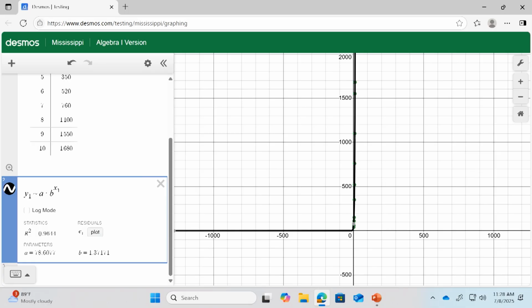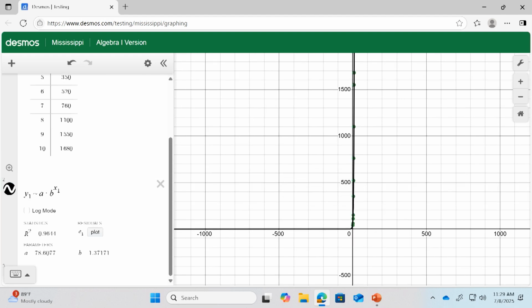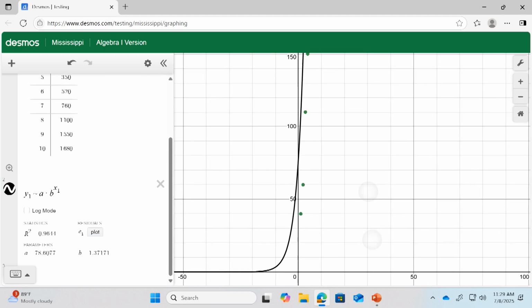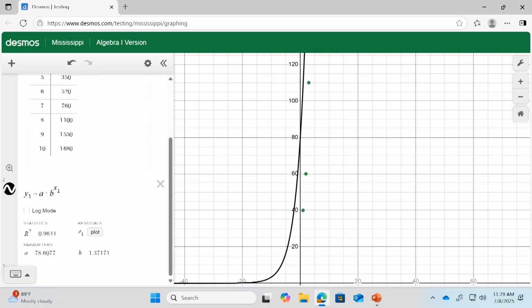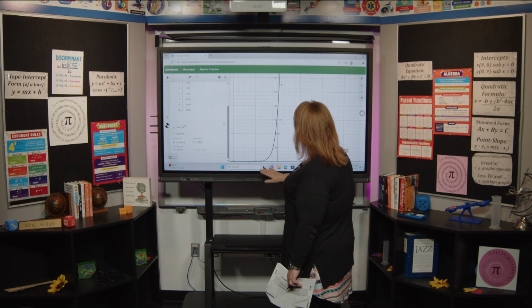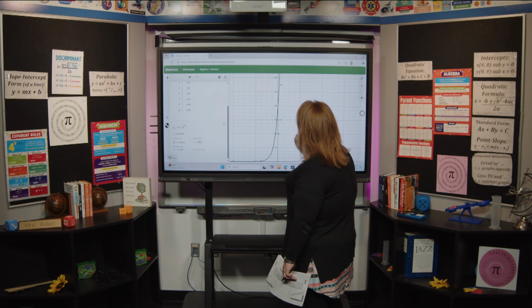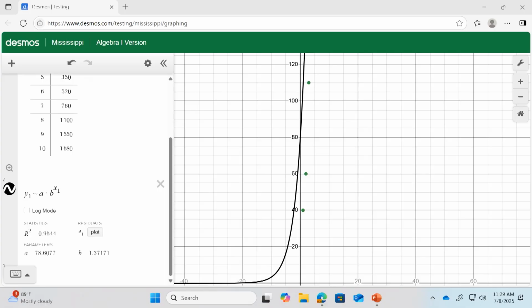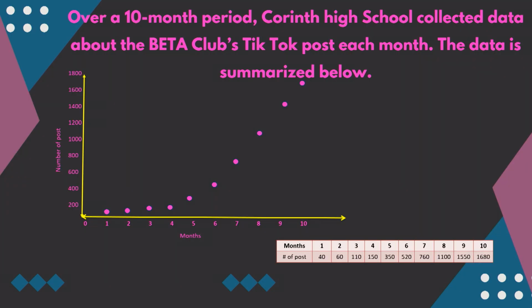So now that we're looking at this, let's see if we can scroll and see a little bit more of this. When I scroll and look a little bit more, I see my exponential has a little bit more close distance than that linear did. So let's go back and look to see if this is what we're looking for.